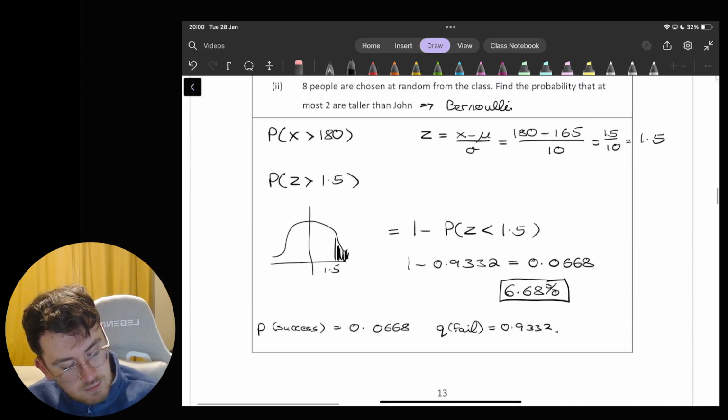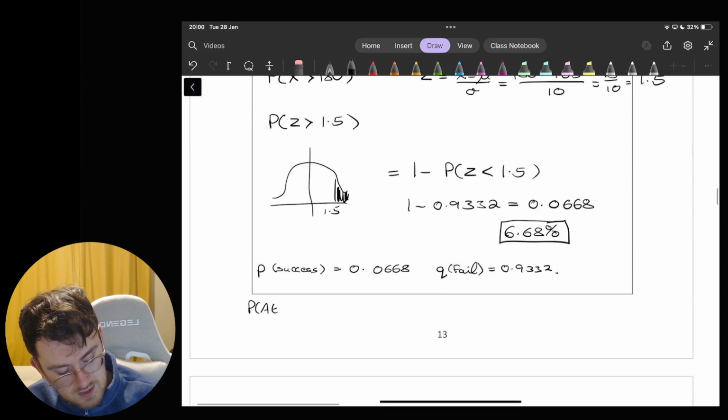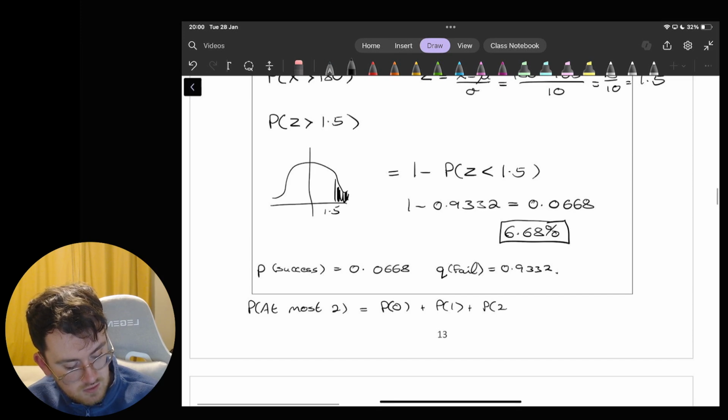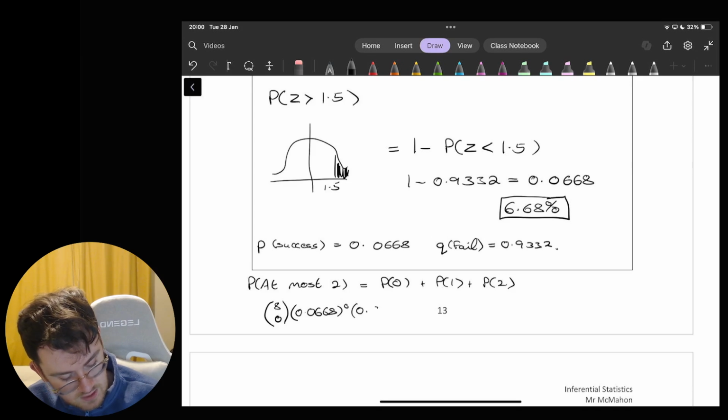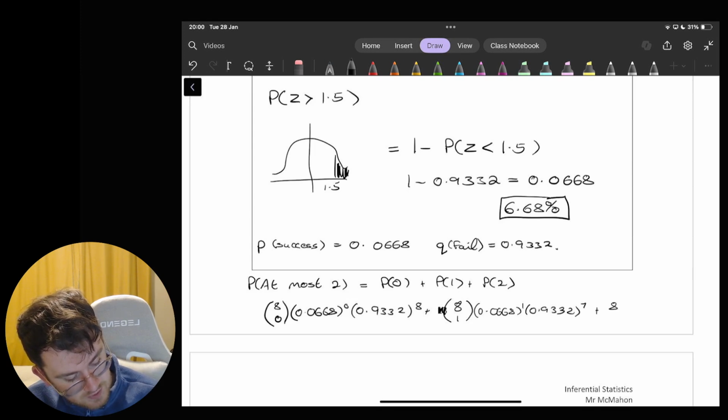We want at most 2, so the probability of getting at most 2 means the probability of none plus the probability of 1 plus the probability of 2. So we want, out of the 8 people chosen, that none of them are taller than him, so successes 0, failures 8. We also want that out of 8 people chosen, 1 person is taller than him. And then we want, out of 8 people chosen, 2 people are taller than him.